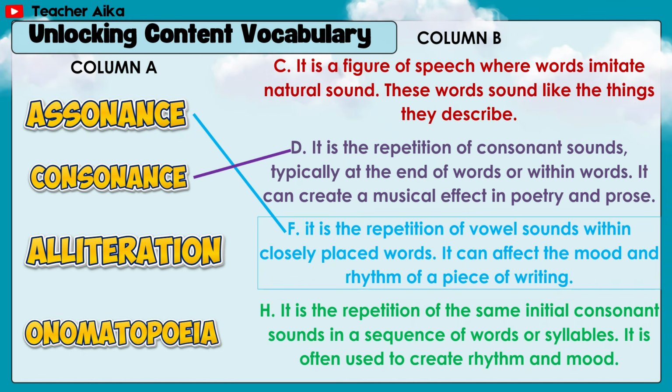Seventh, alliteration. Answer H. It is the repetition of the same initial consonant sounds in a sequence of words or syllables. It is often used to create rhythm and mood. Eighth, onomatopoeia. Answer C. It is a figure of speech where words imitate natural sound. These words sound like the things they describe.